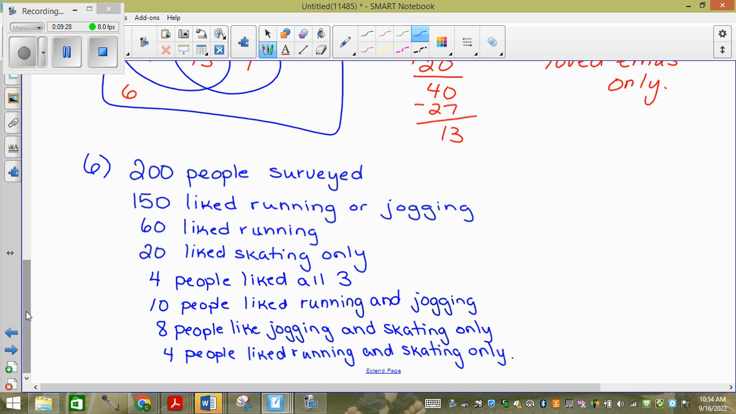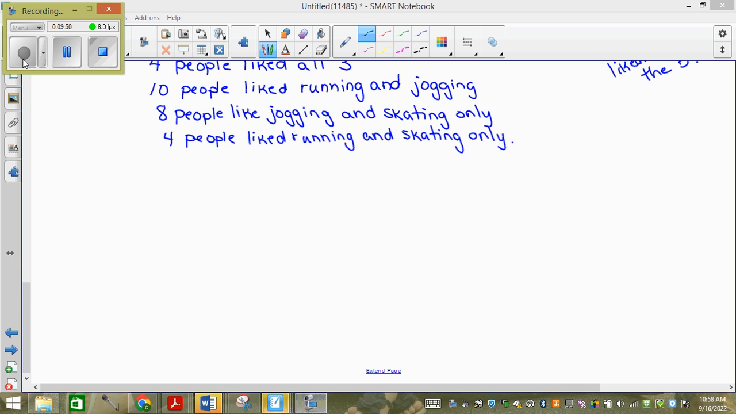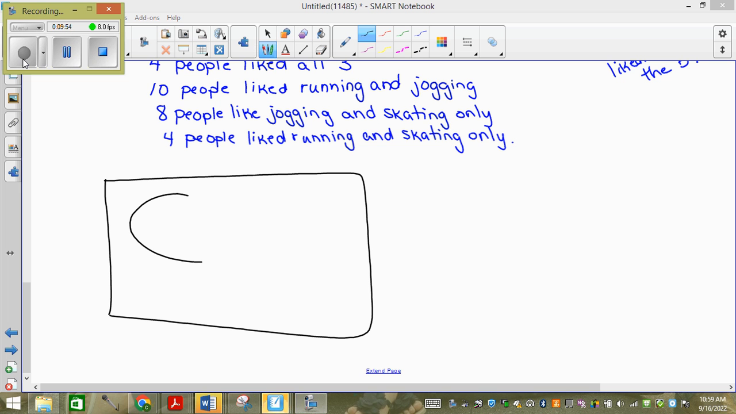I want to know how many people liked neither. Like none. Actually, like none of the 3. So we have a 3 circle Venn diagram. Everyone should be paying attention.